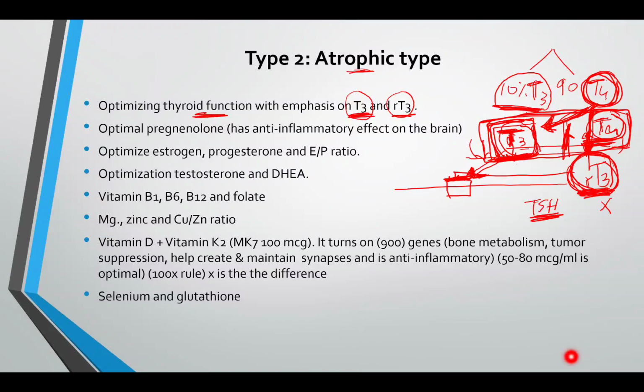This is a simple explanation about the importance of T3 and reverse T3 in the protocol of Alzheimer treatment. This is a big difference between this protocol and the traditional medicine approach to the patients, because in traditional medicine they don't usually measure the reverse T3 or the T3. Number two, the optimal progesterone.